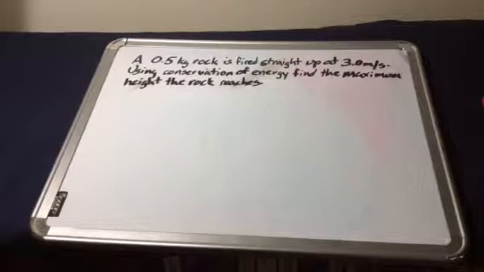The question we're going to be doing today is to look at a rock that's being fired straight upwards. So we have a 0.5 kilogram rock that is fired straight up at a velocity of 3.0 meters per second. Using the law of conservation of energy, we're supposed to find the maximum height that the rock will reach.